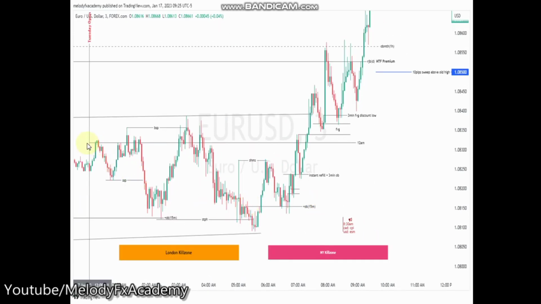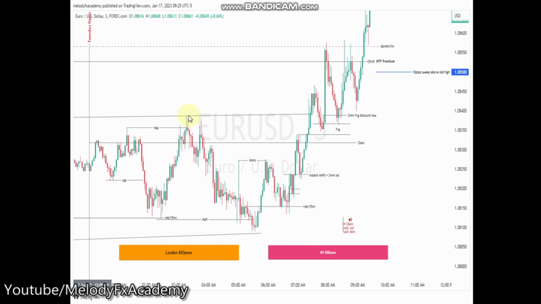Okay, so we have the 12 a.m. midnight opening price right here. This was that old low. We traded below it, consolidated. We hit that 15-minute OB, we moved away, but there was not much of an entry opportunity to get in there. So price just moved away to that level.